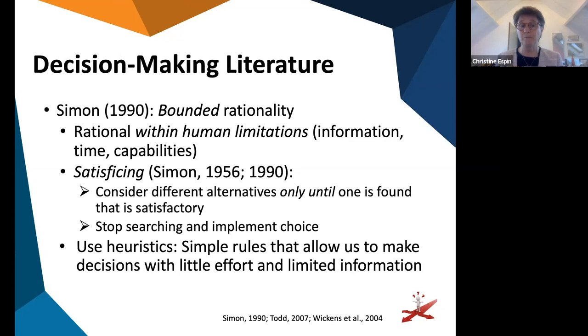Simon said it would be better to talk about human decision-making as satisficing. In other words, that we only consider different alternatives until we find one that is satisfactory. And once we find one that is satisfactory, we stop searching and we implement our choice. He also said we use heuristics when we're making our decisions. And heuristics are simple rules that allow us to make decisions with very limited information and with very little effort.